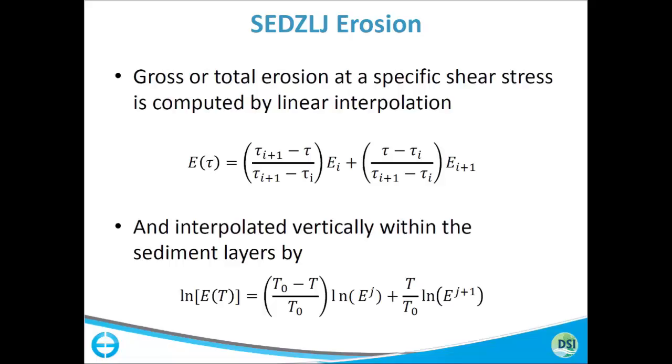log scaled interpolation scheme. So your T0 here is your initial thickness. T is the actual current thickness at the depth that you're computing at that particular time. So you end up interpolating vertically according to this approach here. So now I've got erosion rate with the actual shear stress that's being applied at the actual depth, and now I'm ready to do something with it.